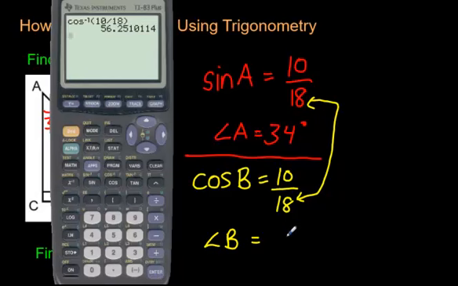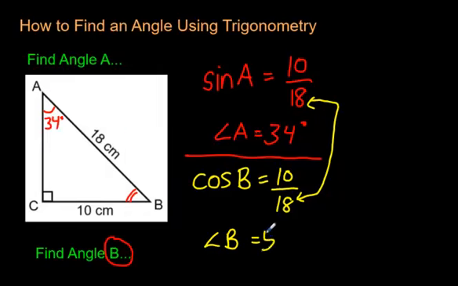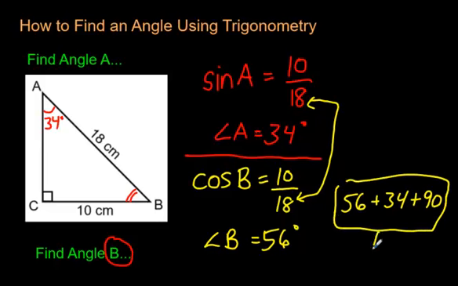Let's write that in there. 56 degrees. Now, the way we can check to make sure we got this right, 56 plus 34 plus 90. What is that? If you take a calculator and add that up right now, you should get 180 degrees. And that is how you find an angle if you're given 2 sides on a right triangle, okay? It's pretty quick.